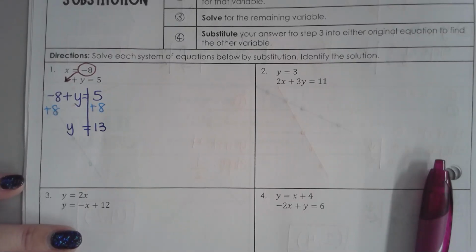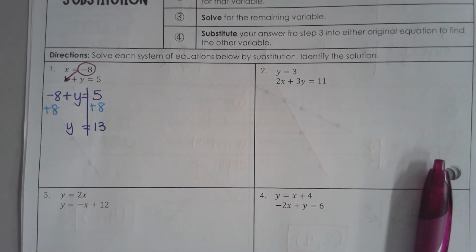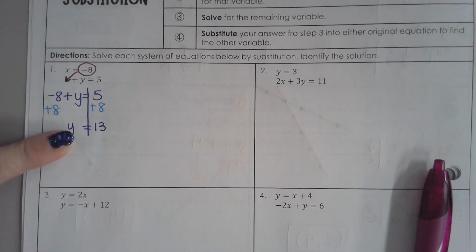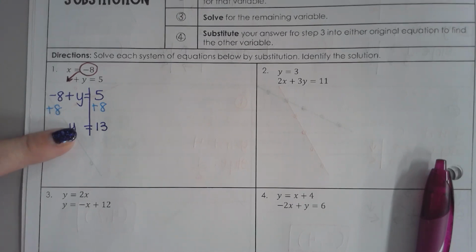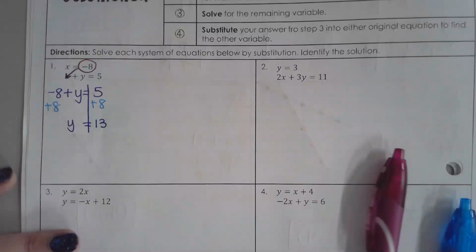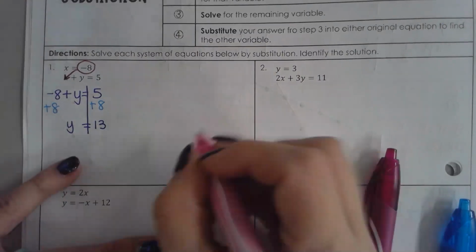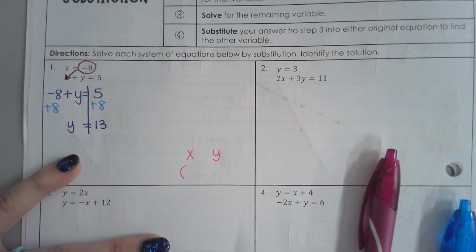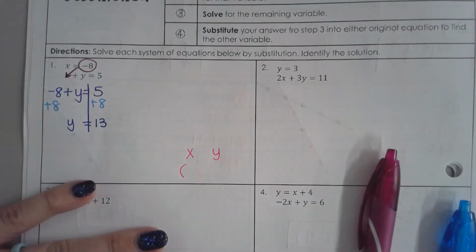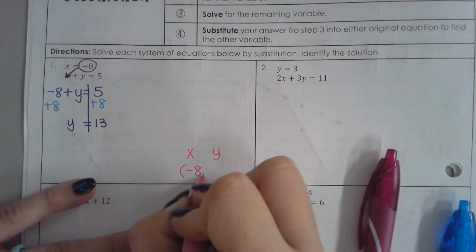In a system of equations, when we're looking for the solution, I have an x, I have a y. So my solution is the point. Remember, x is always first, and then y. So it's the point -8, 13.